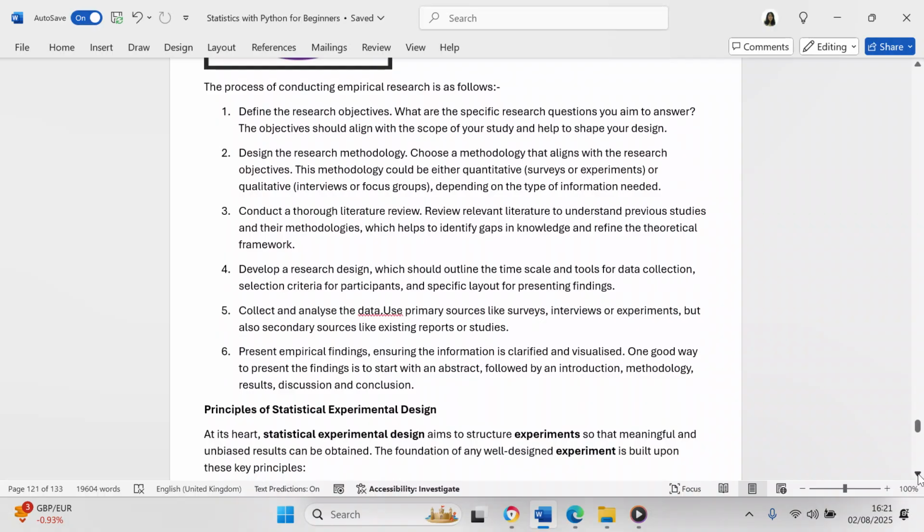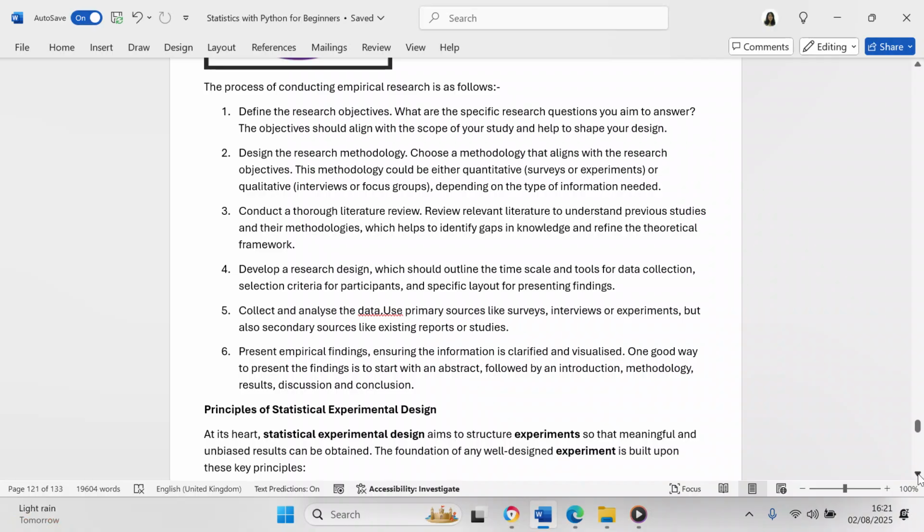2, design the research methodology. Choose a methodology that aligns with the research objectives. This methodology could be either quantitative, surveys or experiments, or qualitative, interviews or focus groups, depending upon the type of information needed. 3, conduct a thorough literature review.